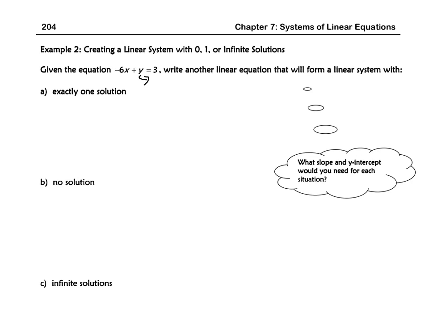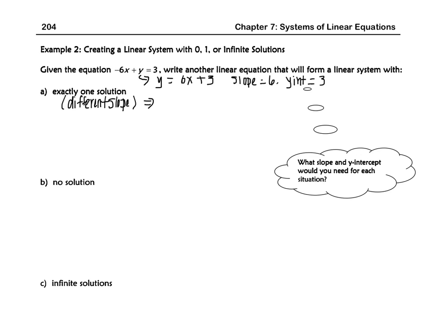So the first thing we're going to do is change this to y equals positive 6x plus 3. That's slope-intercept form. So you can easily tell now that the slope of the given equation is 6 and that the y-intercept is 3. So if you're looking for an equation that has exactly one solution, when you match it up with that given equation, you would need to find an equation that has a different slope than the one we're given.